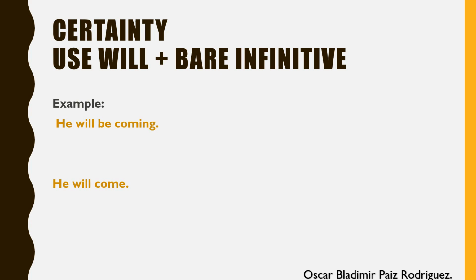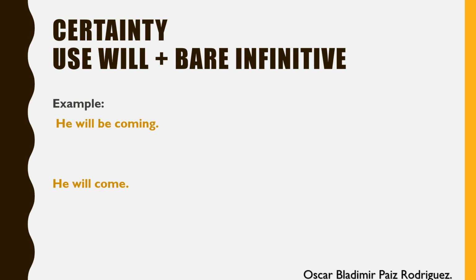And the other one, he will come. I am expressing certainty that he will come, and I am considering that action of him coming as a whole. It is one complete action in my mind. This suggests certainty that his arrival will occur.